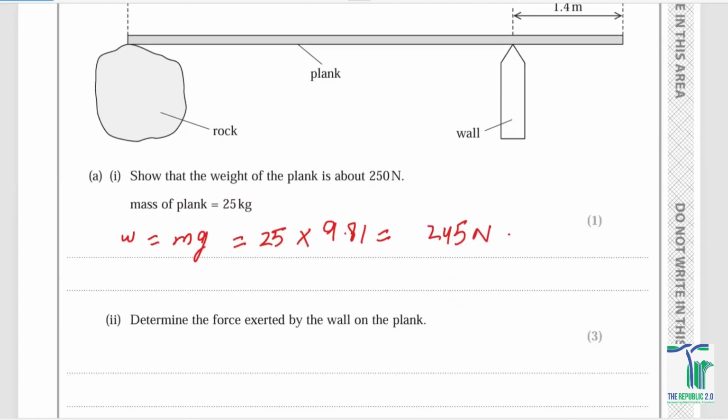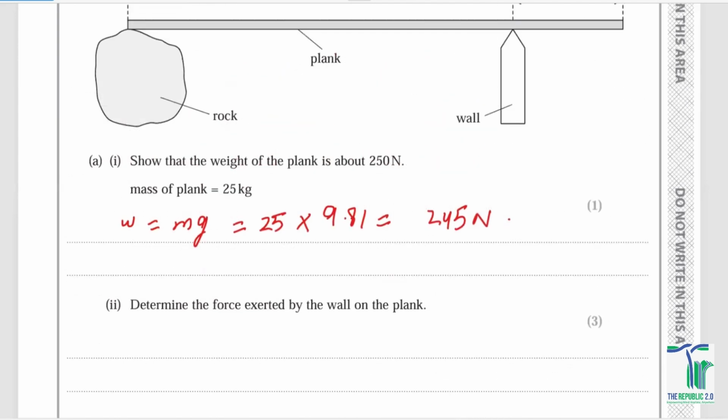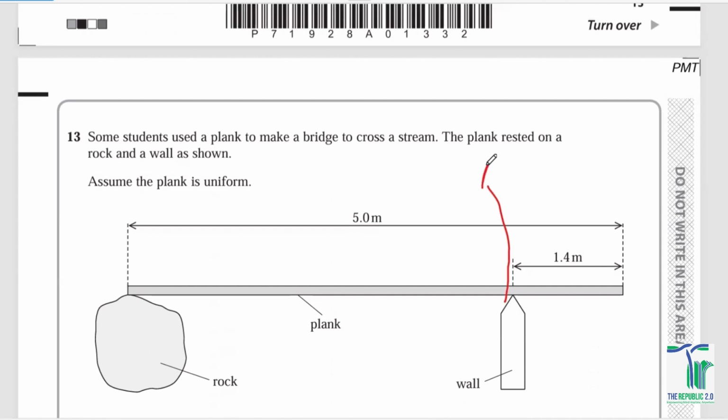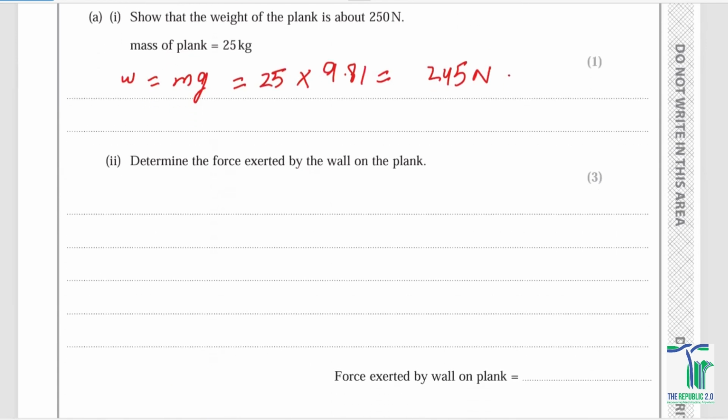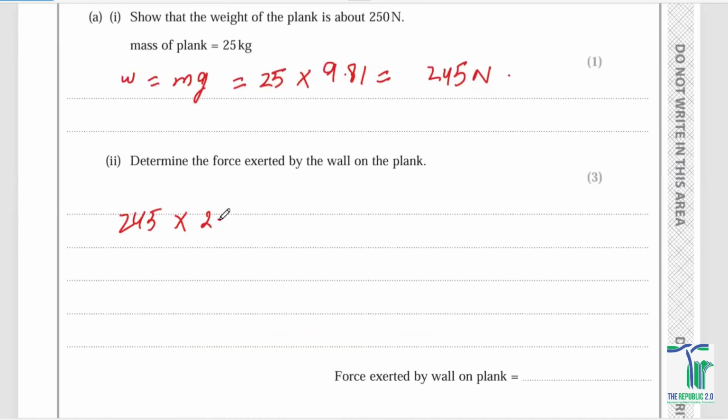Now, in the B part of the same question, you need to determine the force exerted by the wall on the plank. I'm taking this as the pivot, right? There are two forces acting about the pivot: the weight of the plank itself and the upward force on the plank by the wall. So I'm going to use the principle of moments. The weight of the plank is 245. The moment due to the weight of the plank should be 245 times the distance, the total length of the plank was 5 meters. It must be acting at the center of gravity, so we use 2.5.